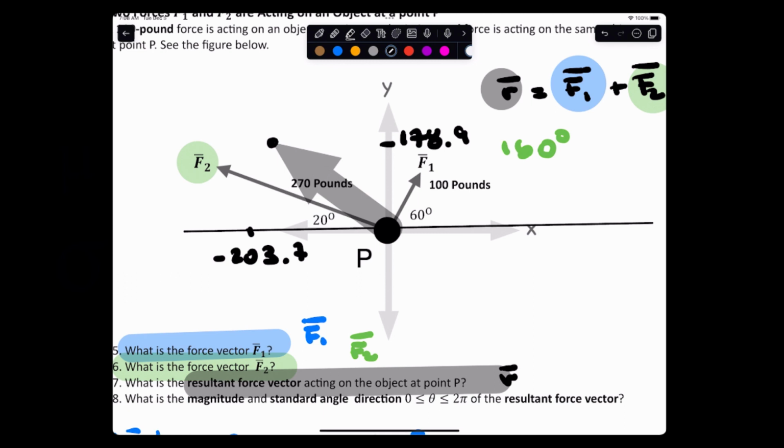Okay, so I want to remind you of something here. This is that resultant force vector. And what I also want to say is, what quadrant is this in? Do you guys know? Quadrant what? 1. Quadrant what? 2. Quadrant 3. And quadrant what? 4.